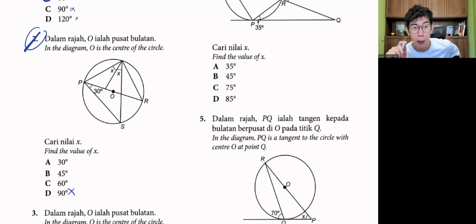Come on, they separate into 3 parts. How can it be 60? Right? So C will be impossible as well. You are left with A and B only. Right? But of course, we know how to do it, so we will do the complete one.